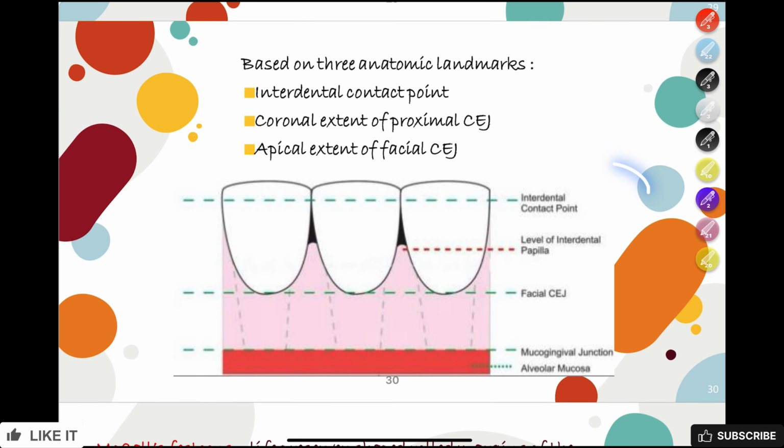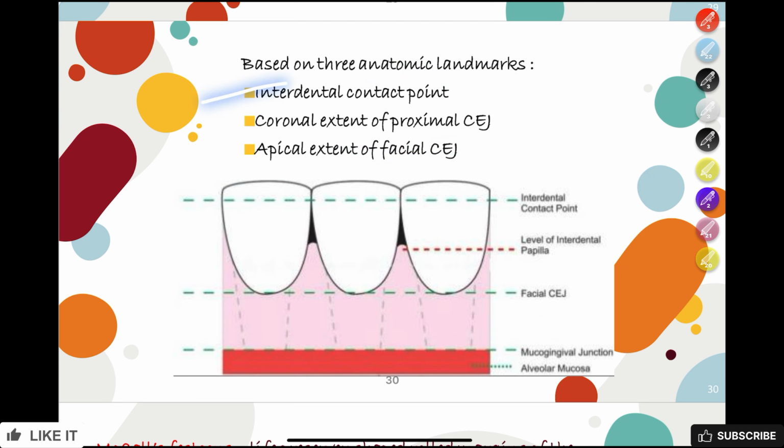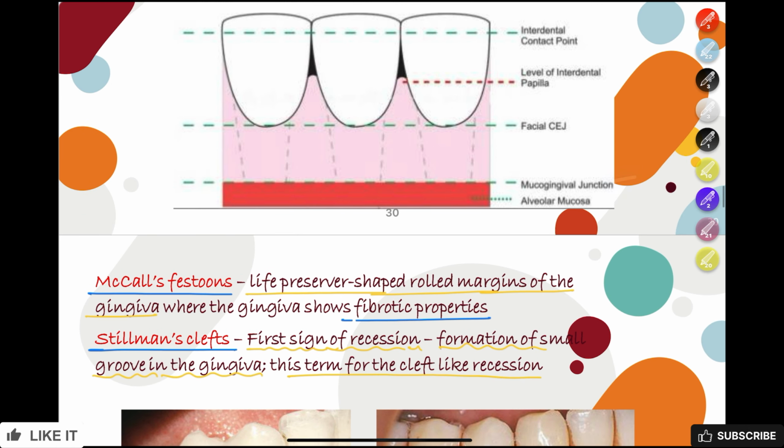As you can clearly see in this image, the classification is based on three anatomical landmarks: the interdental contact point, the coronal extent of the proximal CEJ, and the apical extent of the facial CEJ, which is nothing but the buccal CEJ. Interdental contact point, level of interdental papilla, facial CEJ, that is buccal CEJ. So between the interdental contact point and the level of the interdental papilla will be class 1, then class 2, and apical to this is class 3. Simple. This is my mucogingival junction between the attached gingiva and alveolar mucosa.